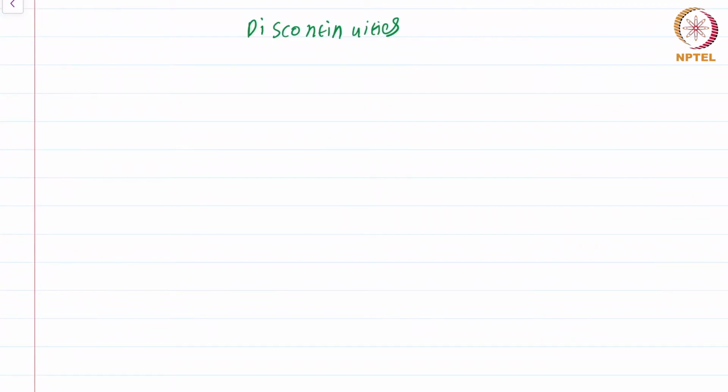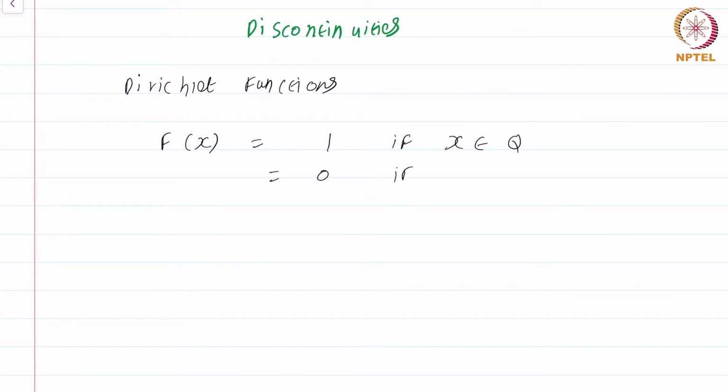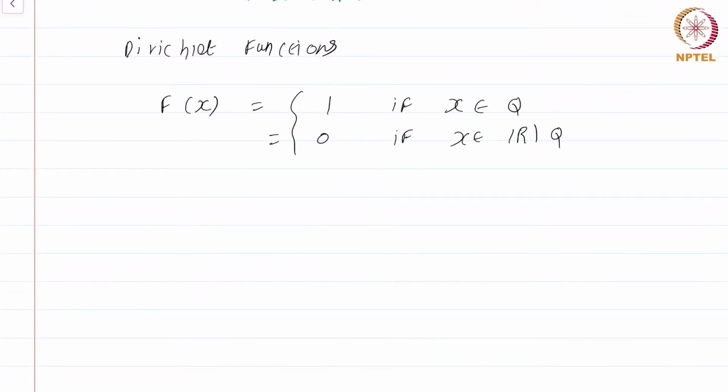Recall the following Dirichlet function that we had introduced a couple of weeks ago. This function was defined to be f of x equal to 1 if x is in Q and 0 if x is in R minus Q. So this is a function that sort of moves around between 1 and 0. Let's see what kind of discontinuities this function has.